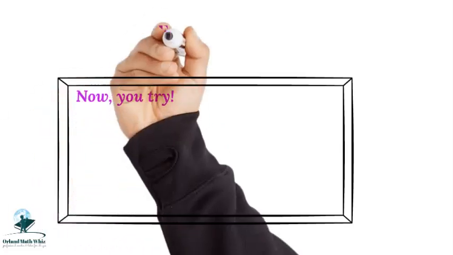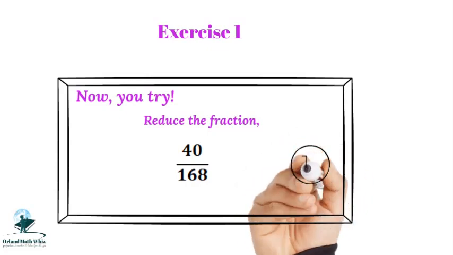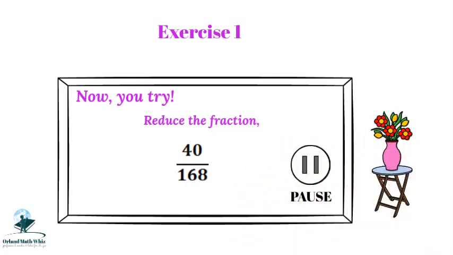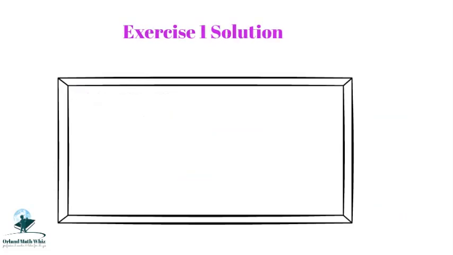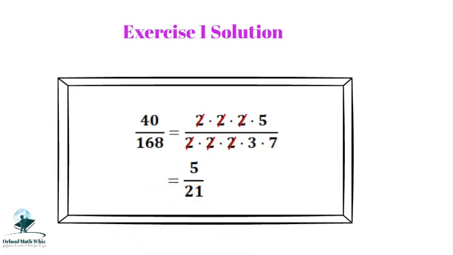Now, you try. Exercise 1. Reduce the fraction 40 over 168. Please pause the video as you work out this problem. Working the exercise step by step yields 5 over 21.